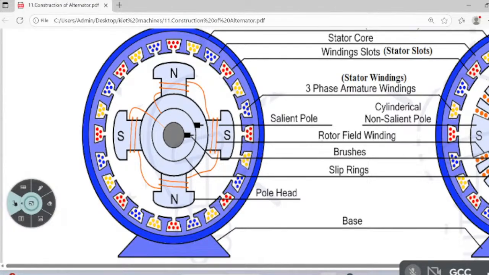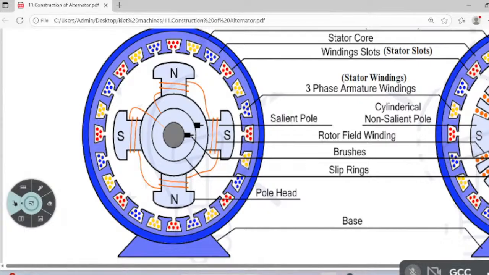R is red, Y is yellow, B is blue, or you can take black. RYB: red, yellow, blue, or red, yellow, black. This is the color coding. Wherever red is there, the red conductors are connected like this, only red conductors are connected, and we keep them outside. Yellow conductors are connected like this and kept outside.